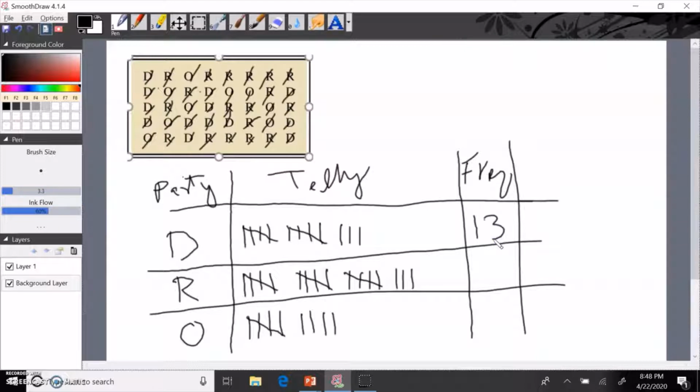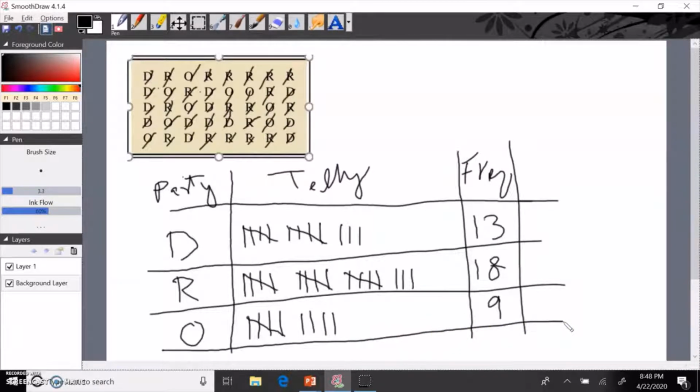Next is 5 plus 5 plus 5, 15 plus 3 is 18. And 5 plus 4 is 9. So these are all the values I have obtained, and that's how you make such a table.